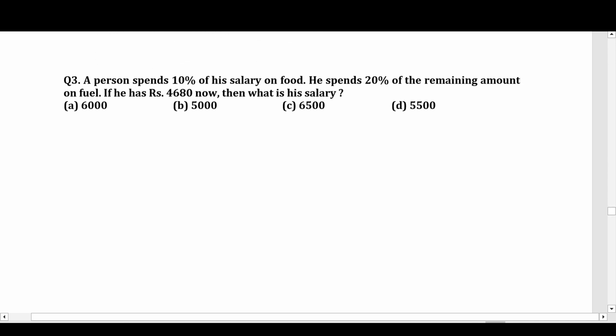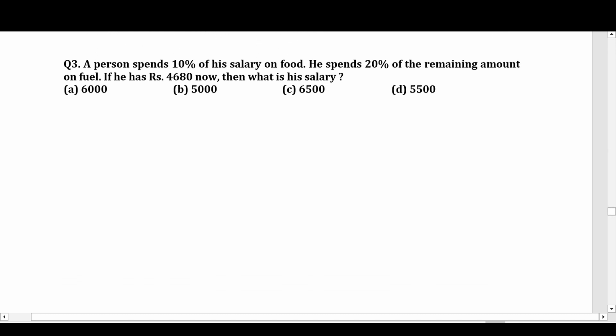Now question number 3. A person spends 10% of his salary on food. He spends 20% of the remaining amount on fuel. If he has rupees 4680 now, then what is his salary?